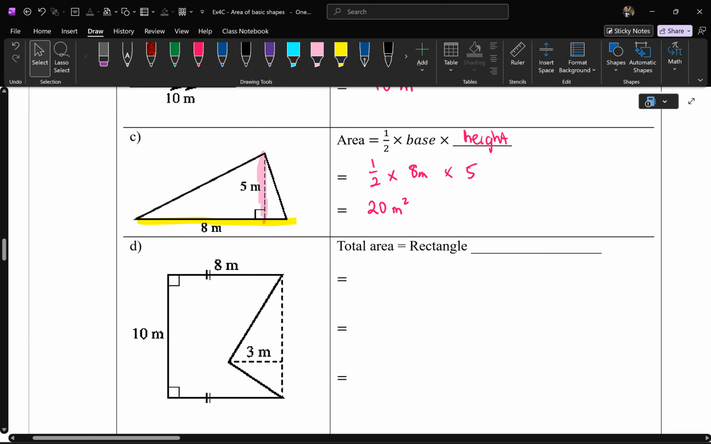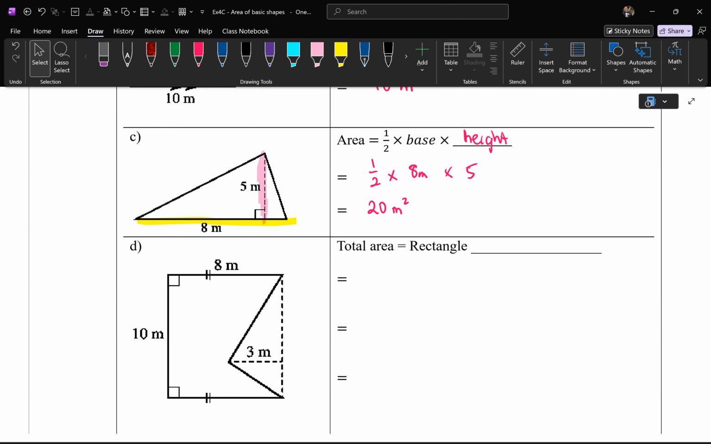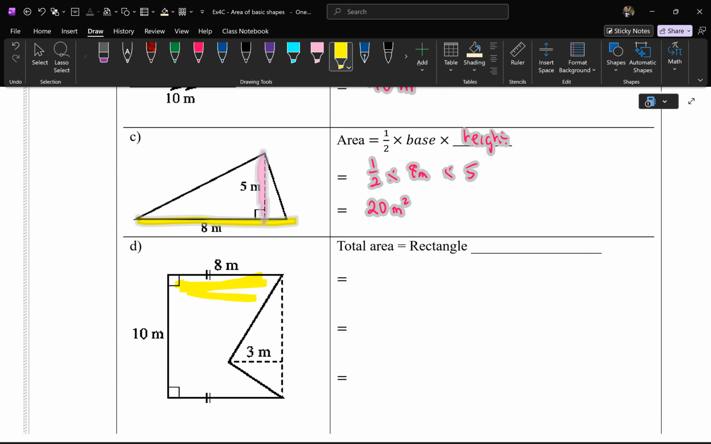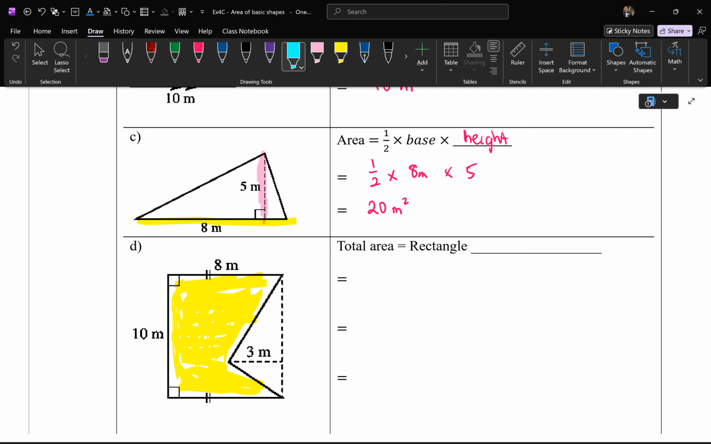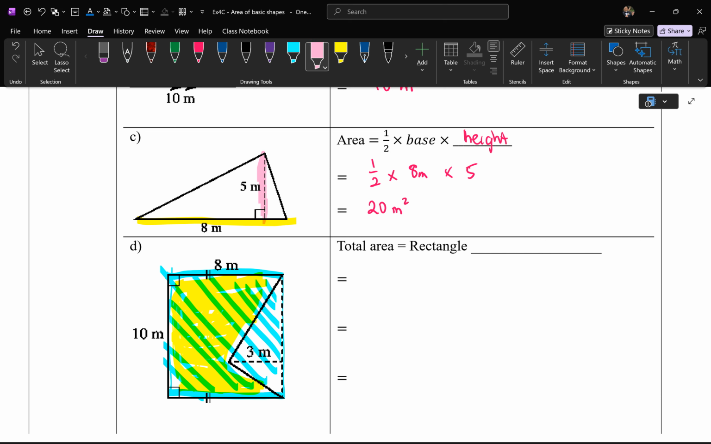All right, next one, D, total area. Now, in this case, this is a funny shape. It's not one of the 4 shapes I had shown you, but you can use your knowledge of the 4 shapes to find the area of this composite shape. Composite just means a group of different shapes put together. Okay, so that's the shape I want. But you see, I can find that area by finding the full area first. If I found this full area, that is a rectangle. But then if I cut that area off, I'll get the yellow area that I want.